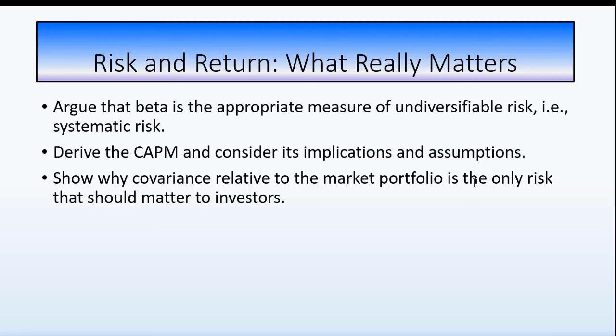We'll derive the CAPM, since the CAPM employs beta, and we'll consider its implications and assumptions. We'll show why covariance relative to the market portfolio, like the S&P 500, is the only risk that should matter to investors. So I'm going to start off the first part of this video by justifying the use of beta and the capital asset pricing model. So let me start off with something that we overlooked in the last video under diversification.